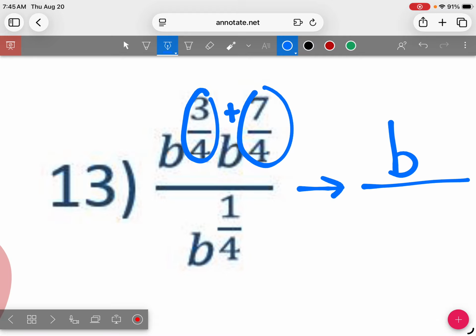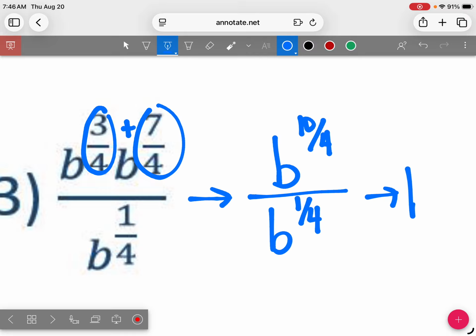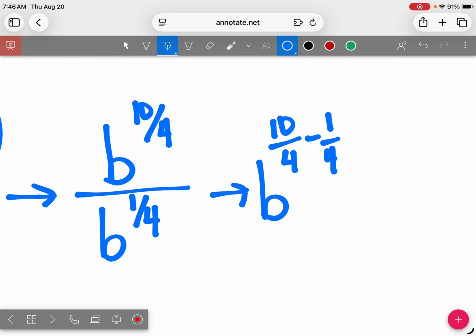So what is 3/4 plus 7/4? 10/4, yeah. All right, now, who remembers what do I do with my exponents when I'm dividing them? Subtract them, good. So what we have is b to the power of 10/4 minus 1/4, which is b to the power of 9/4. All right, write that in radical form and then simplify it.